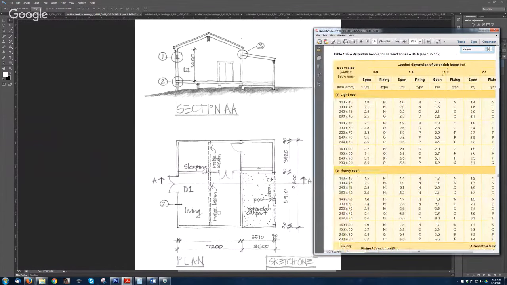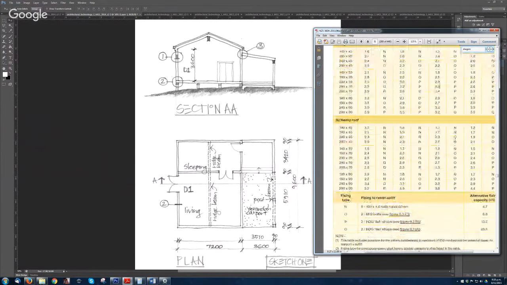So you go 1.8, go down until you reach 3 meters. So you can use this 240 by 70. And the fixing for that is P. So you go down, P. That's the fixing.